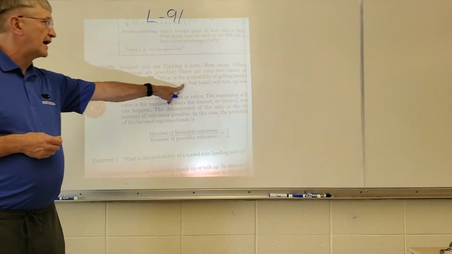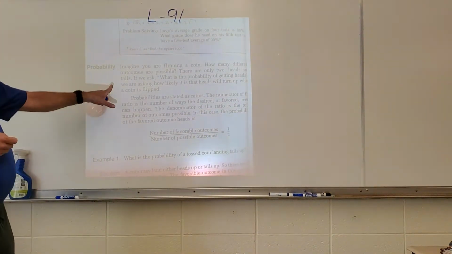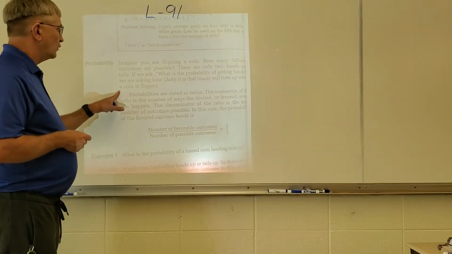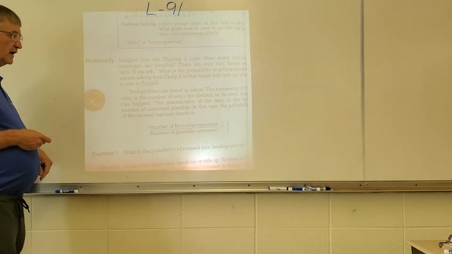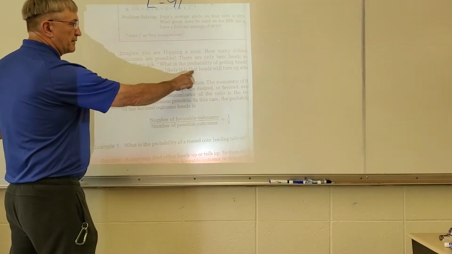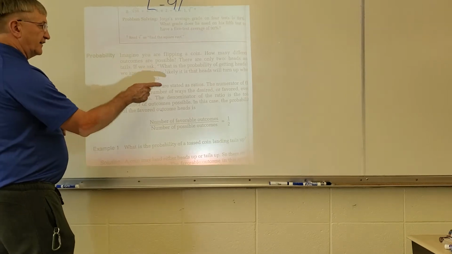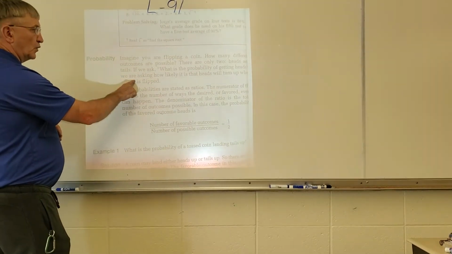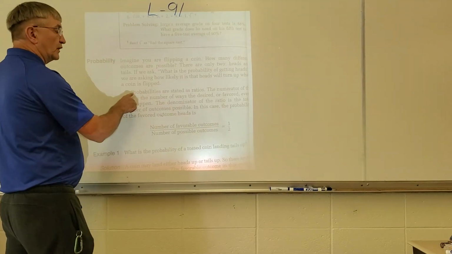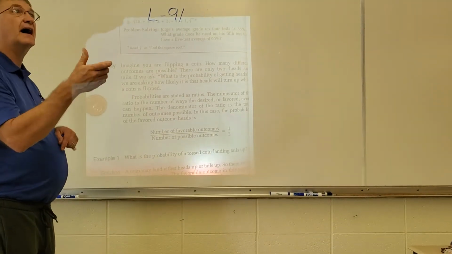If we ask what is the probability of getting heads, we are asking how likely is it that heads will turn up when a coin is flipped. Again, this is the key phrase. What is the probability? What is the chance of getting heads? We're asking the likelihood of heads turning up when a coin is flipped. No matter how many times I flip, 1 out of 2.